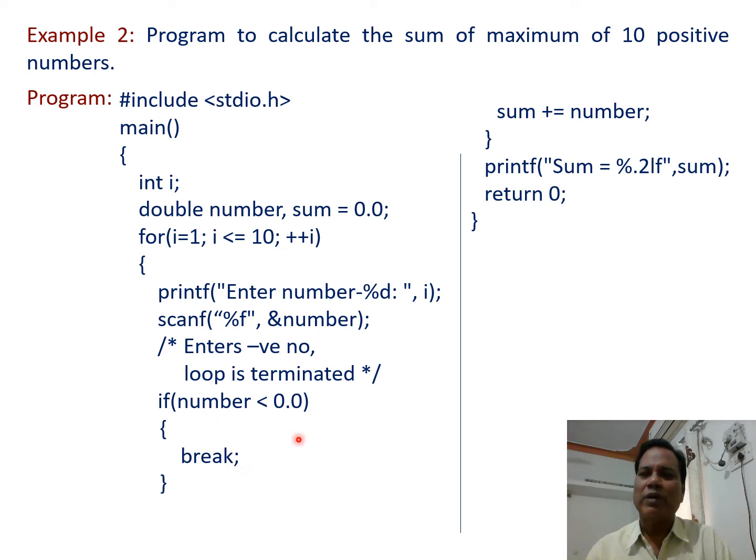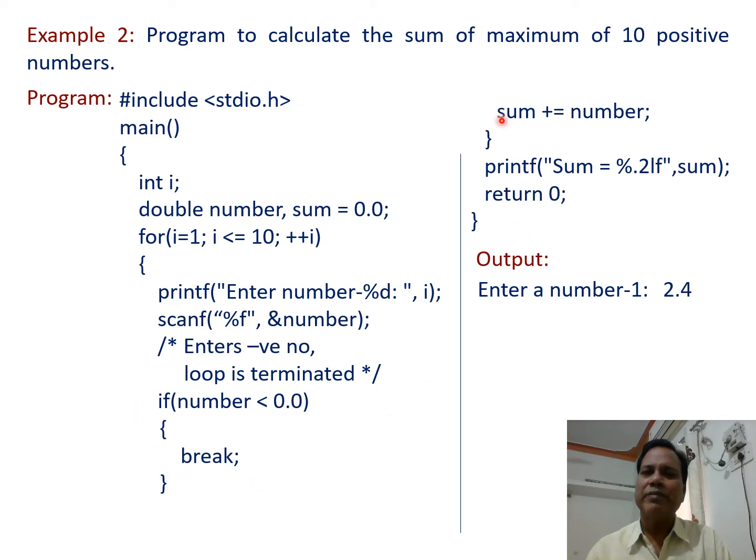Whenever this program is run, we get the output like this one. First, this message, enter a number 1, is displayed using the printf statement. And suppose the user enters 2.4. Then this number is taken in and is stored in the variable number. Now next, if number is less than 0.0, naturally 2.4 is not less than 0.0, so the if statement is skipped.